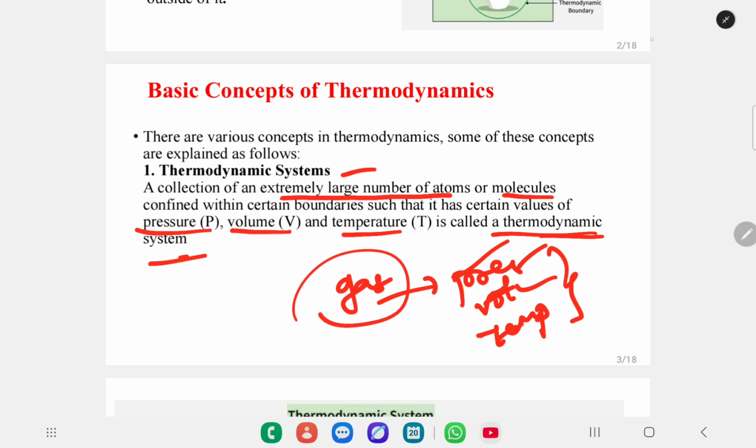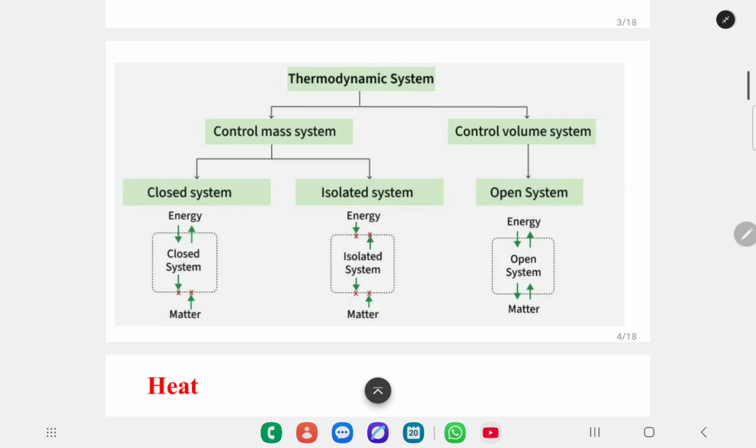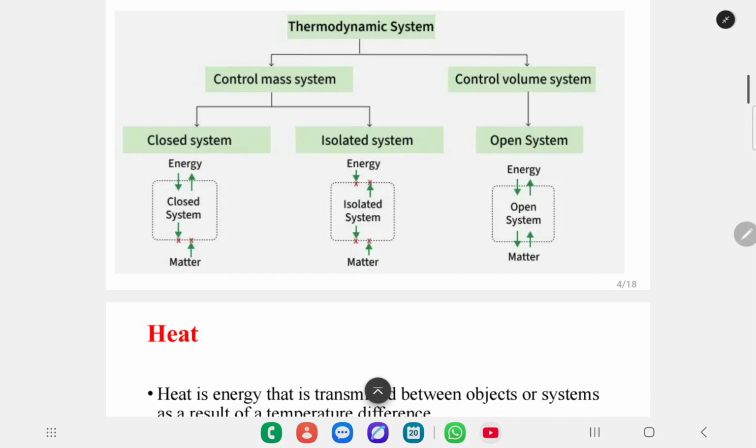Next, a thermodynamic system can be controlled by mass or can be controlled by volume. Now you see there are three types of systems: closed system, isolated system, open system. Let us see open system first.